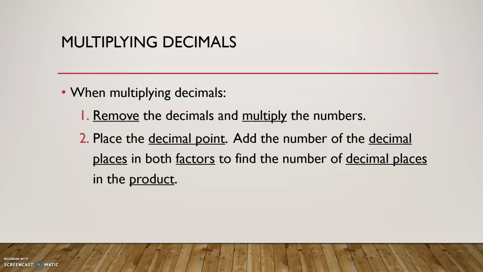First thing we have to do is to remove the decimals and multiply the numbers. The second thing we need to do is to place the decimal point. And to do this, we're going to add the number of decimal places in both factors to find the number of decimal places in the product.